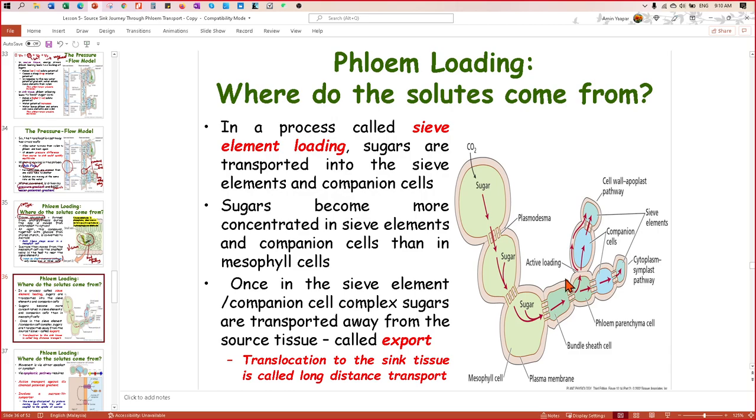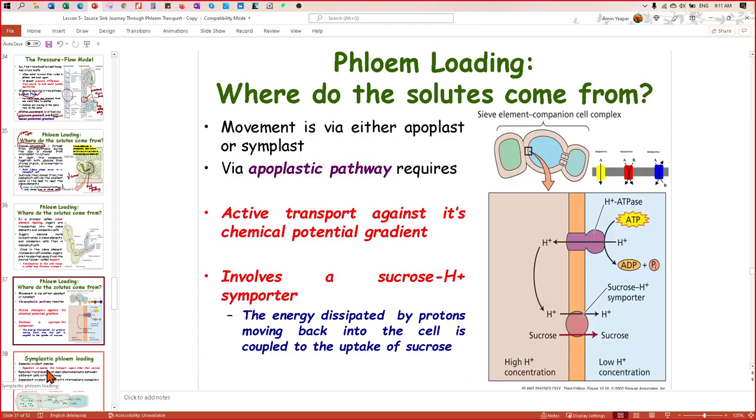The thing you need to pay attention to here is that we know sugar is big. Sometimes it just cannot pass through all these openings very easily. If you're wondering how it happens, you are actually correct, because the apoplastic pathway is also required, meaning the movement through the cell walls. How does this happen?